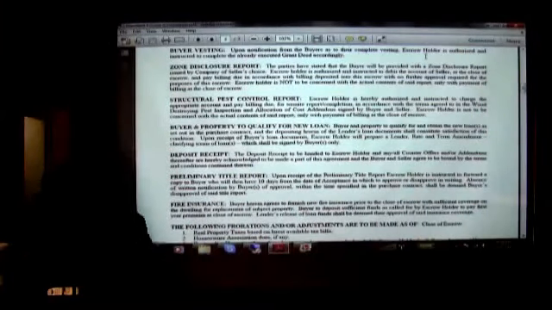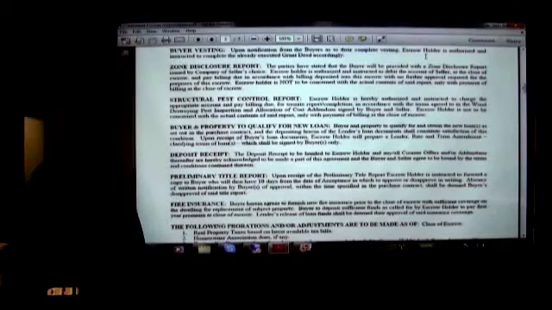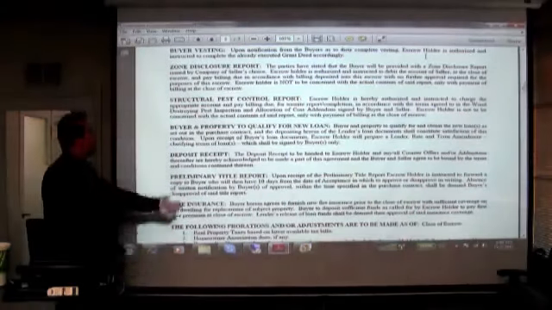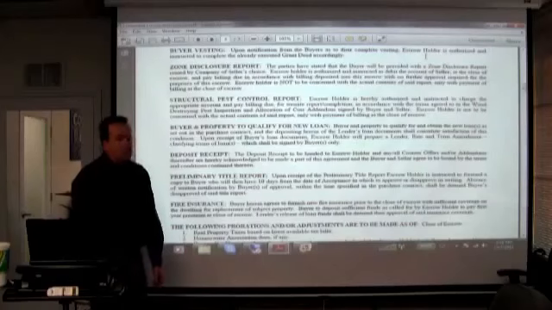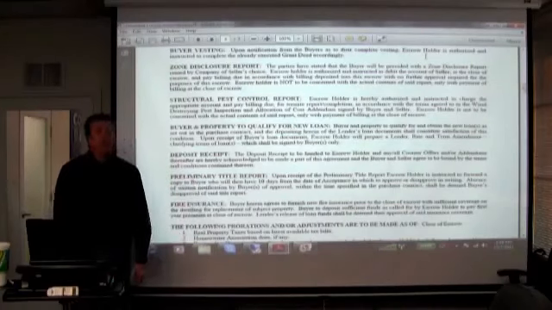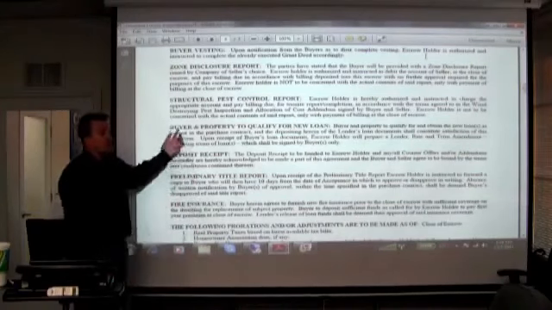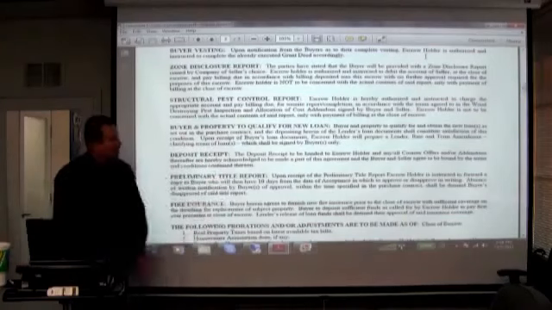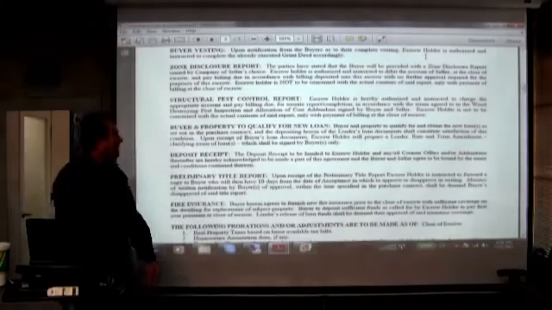Structural pest control report. That's the termite report. Remember, the termite report is not called a termite report. The termite report is called a structural pest control report. It's called a structural pest control report because termite companies are governed by the Structural Pest Control Board. Okay, there's a little bit of trivia for you.